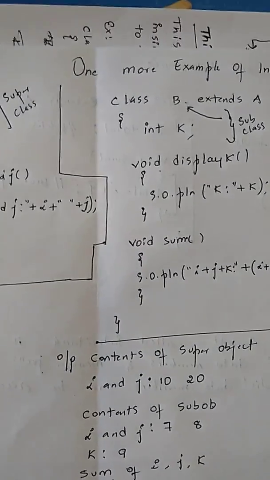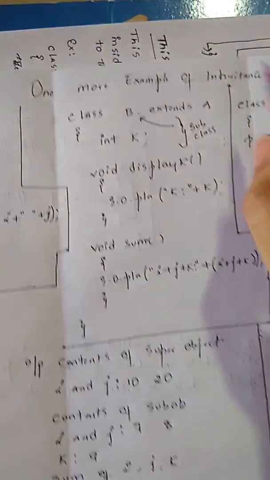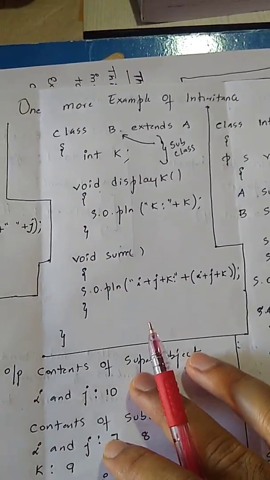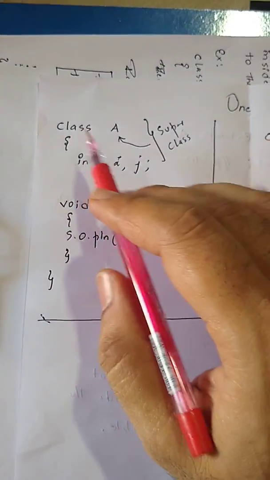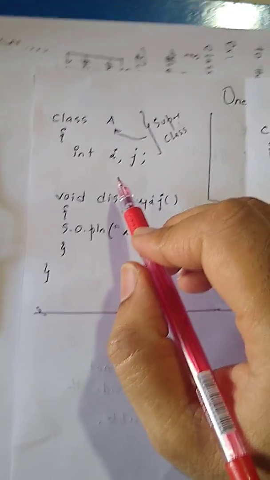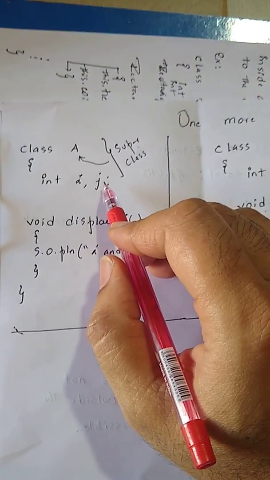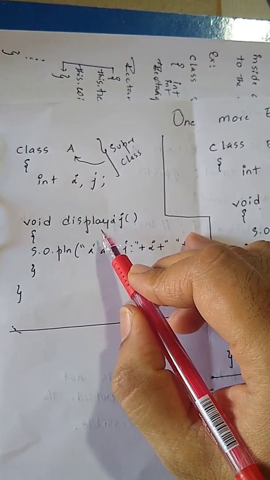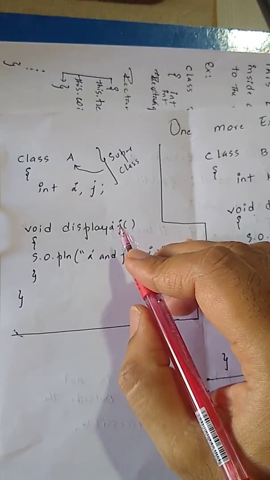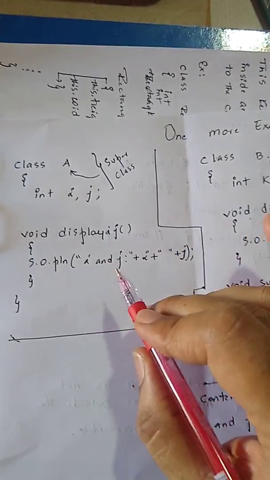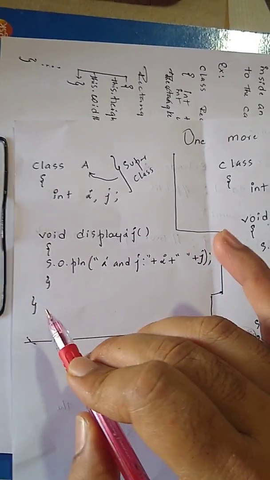Hi everyone. In this video, I'm going to explain one more example on OOP inheritance. For that, I've taken one more class with name A, with the two data members i and j, and one member function with name display ij, just to display the value of i and j. So this is the end of class A.